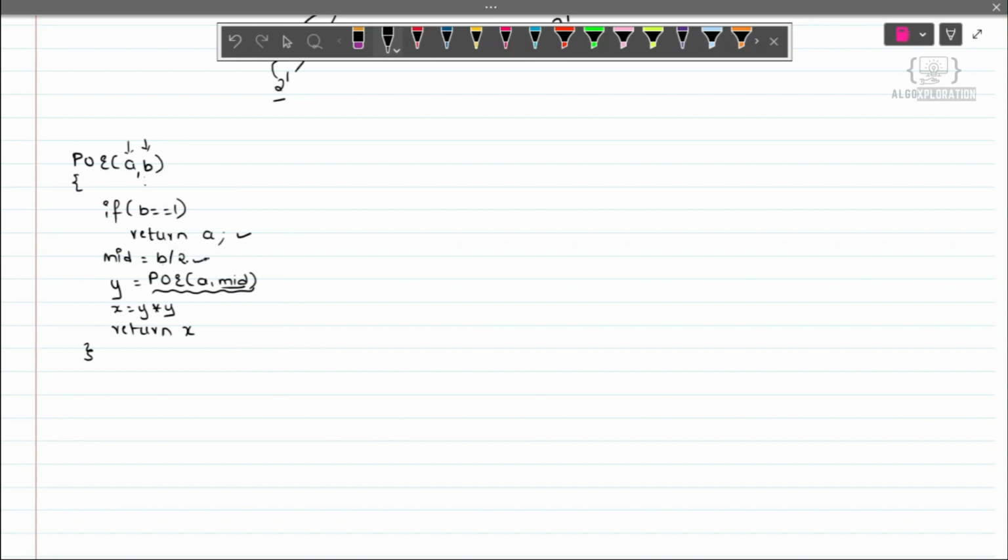Mid is coming from this statement, and then we will store the value in variable y. After that, we will multiply it by itself, y into y, store it in variable x, and return x. This is the pseudocode. So let's define what is divide, conquer, and combine. This is the small problem.